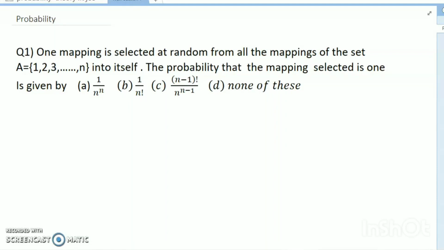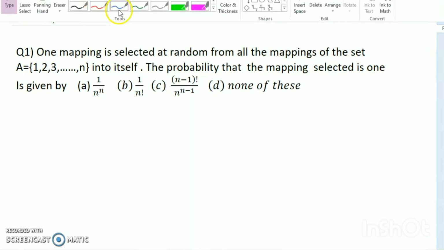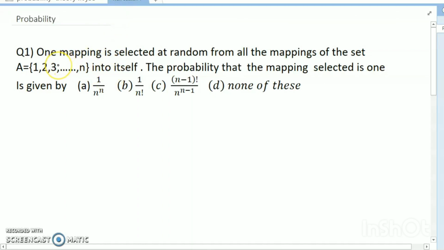Today's discussion is probability. Friends, here I discuss only three problems which are very helpful for competitive examinations, CSIR NET, GATE, and also for IIT JEE. This type of question comes from aptitude tests, and also from general competitive examinations. So let's start to solve these questions.